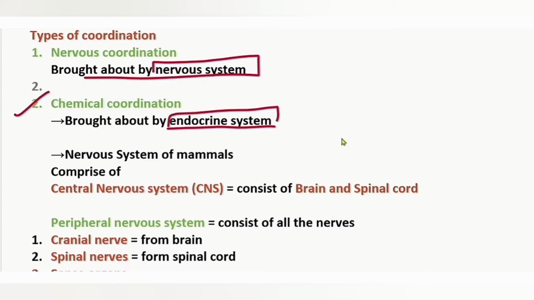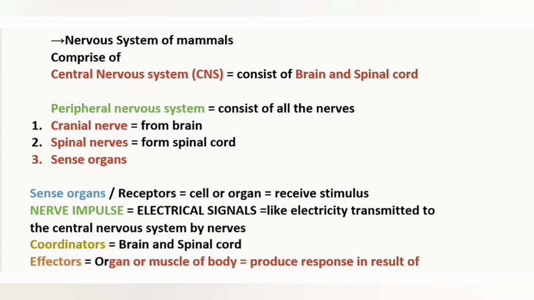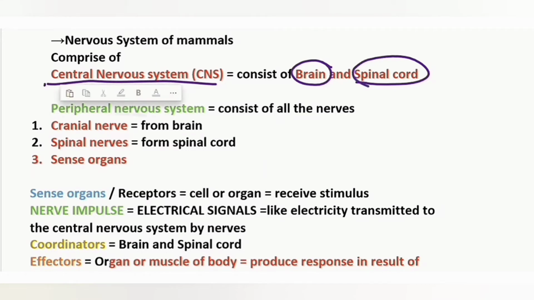The nervous system of a mammal is divided into two systems. One is the central nervous system, right? The central nervous system consists of the brain and spinal cord. The other is the peripheral nervous system, which consists of all the nerves in our body, whether they are coming from the brain, or from the spinal cord, or scattered in any part of the body.